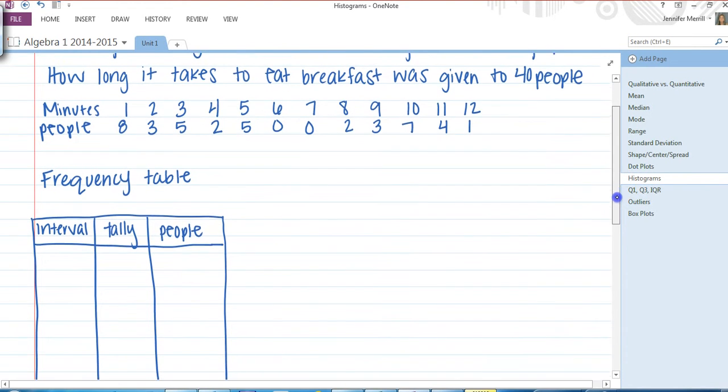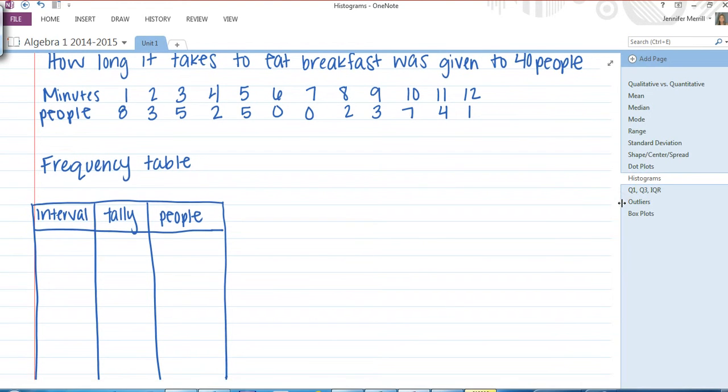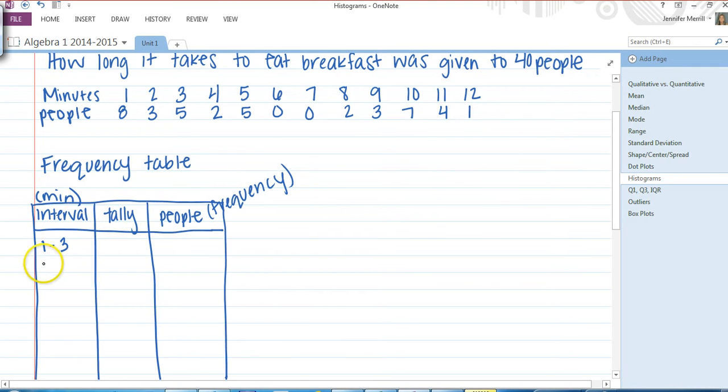If we look at a frequency table, it includes an interval, a tally to keep track of how many people, and then the frequency, or the people. And the interval would be in minutes. So I'm going to do an interval of 2, so I'm going to go 1 and then to 3. And then I'm going to start at 4. The intervals all have to be the same.